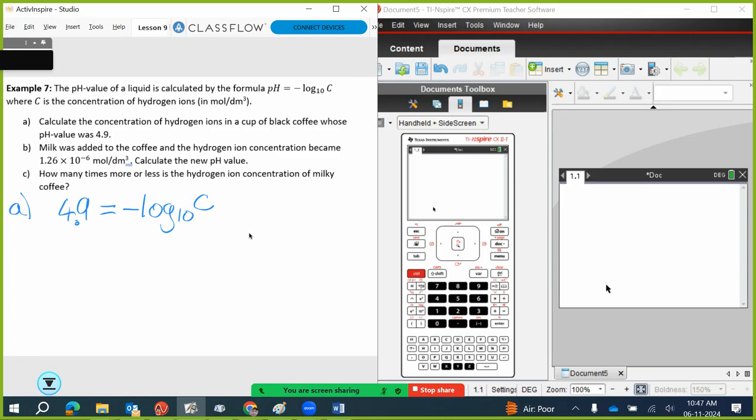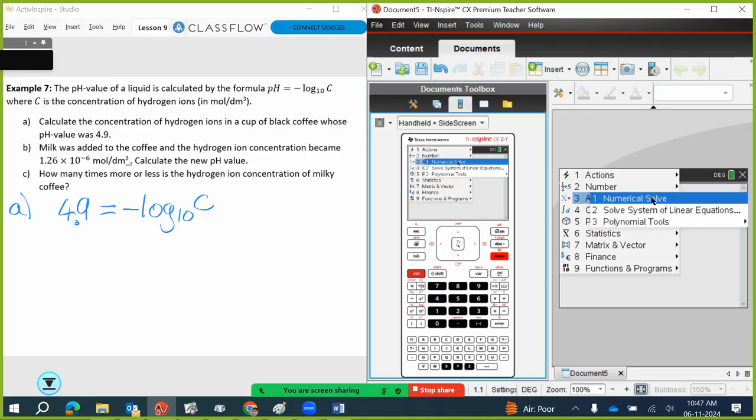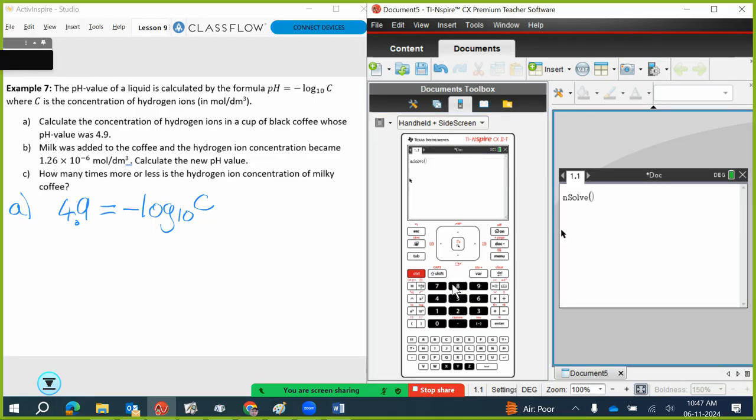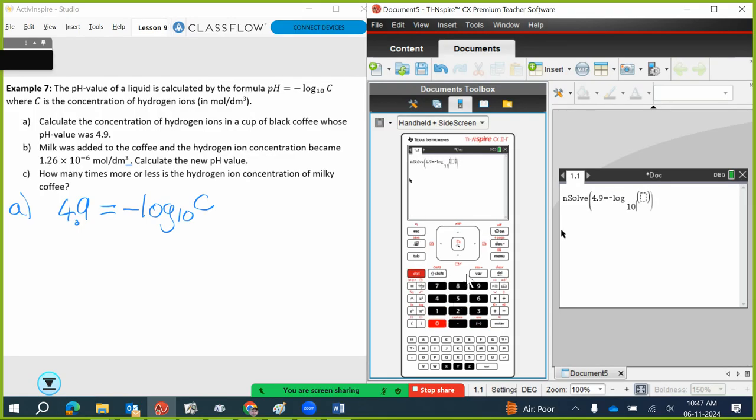There's two ways we can do it. One of the easiest ways is to solve this right now using nSolve. So on the calculator, we can press menu, algebra, nSolve. And then we type in the equation 4.9 equals, the equals button's over here on the left, equals, and then use this negative button. Don't use subtraction, use negative down below 3. And then we want control logarithm base 10 of C. And then we're going to say comma C to tell the calculator to solve for the variable C.